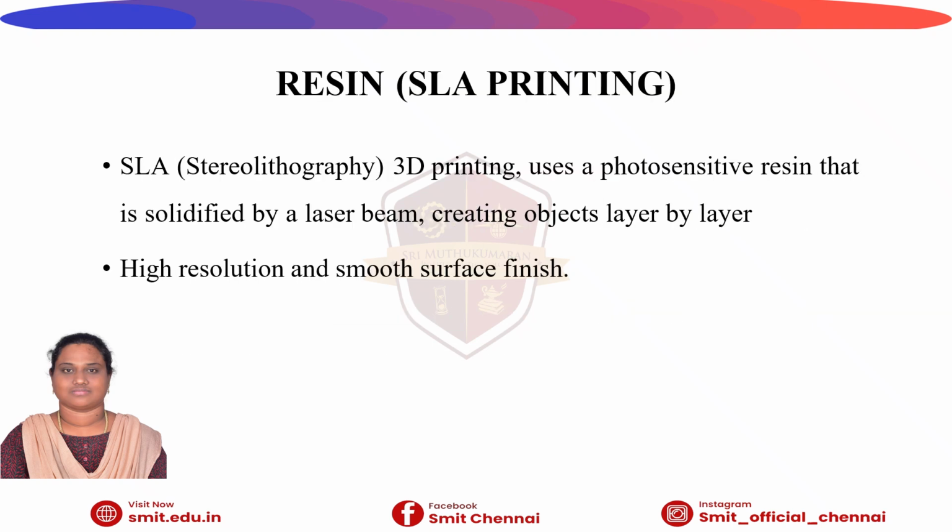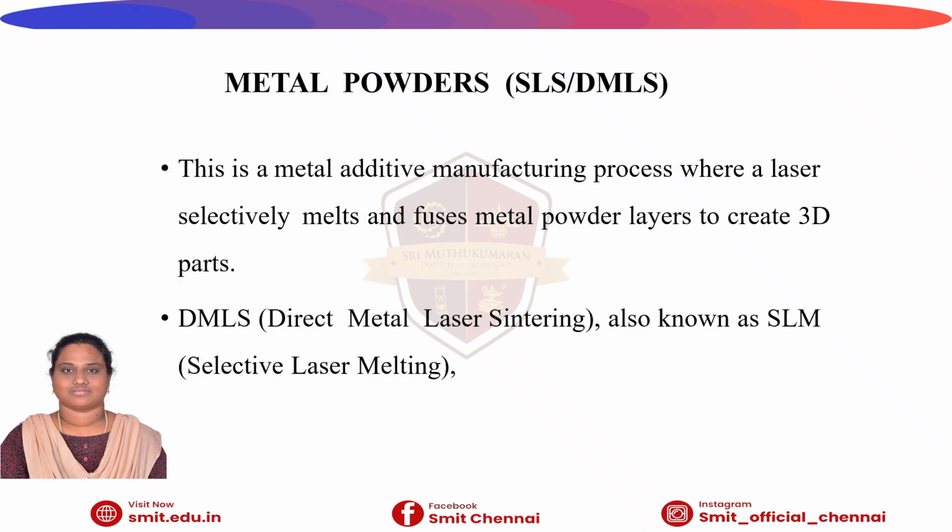Next one is resin. It is a form of 3D printing technology used for creating models, prototypes and patterns using photochemical processes by which light causes chemical monomers and oligomers to cross-link together to form polymers. It uses a photosensitive resin that is solidified by a laser beam, creating objects layer by layer. It is known for its high resolution and smooth surface finish. Next one is metal powder.